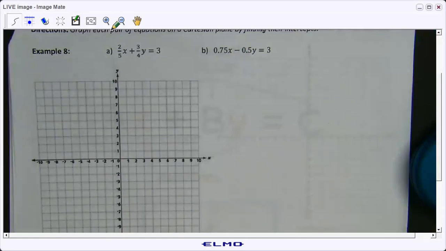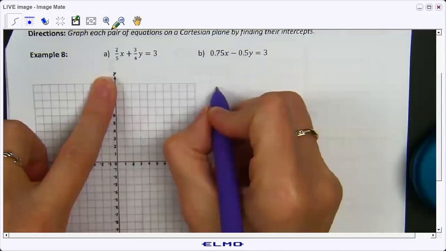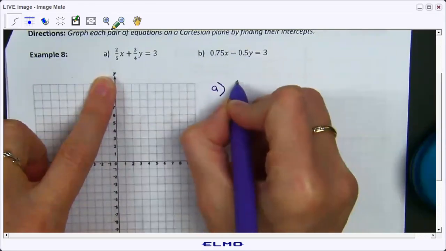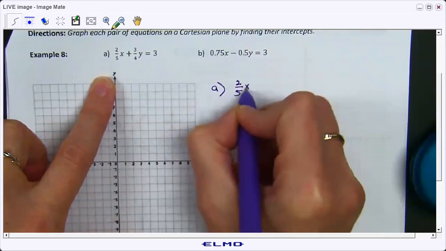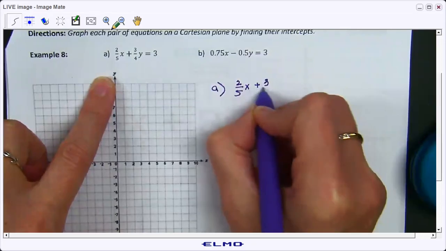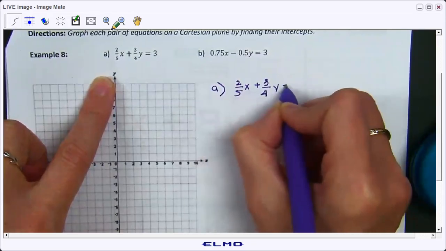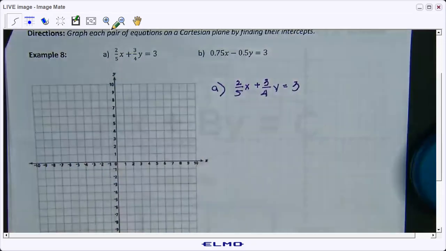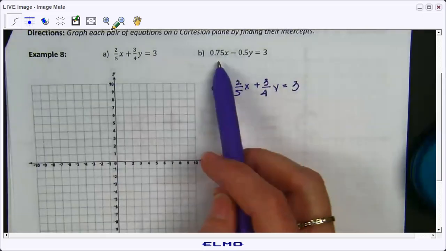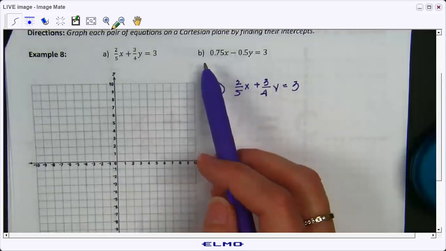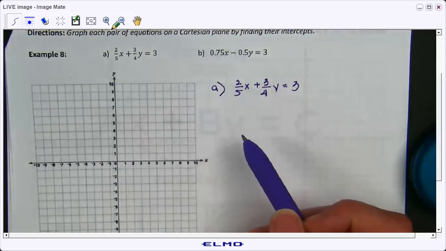So I want you to take A, 2/5 x plus 3/4 y equals 3. And I want you to turn that one into standard form based on what we just did. Okay, now, does anyone know what we're going to have to do to B to turn that into standard form because we can't have decimals?